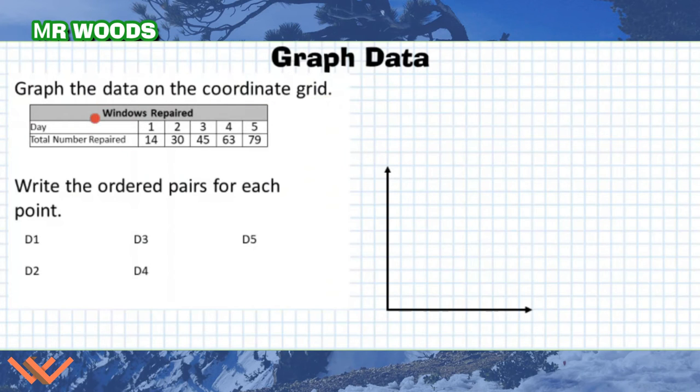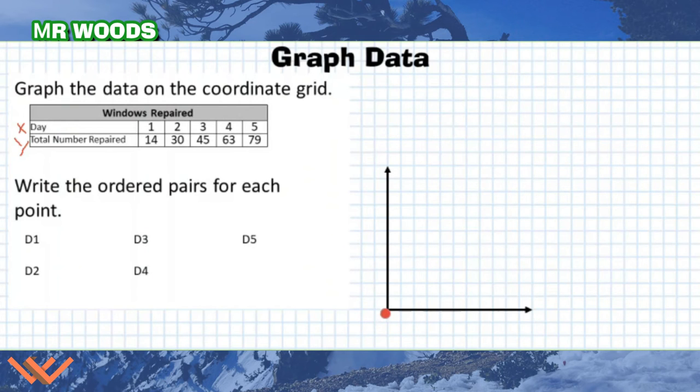So in our table, we have windows repaired as the title of it. And then we have day and total number repaired. So here we have, let's see, 1, 2, 3, 4, 5. And those are the days, and here's the corresponding total. I'm going to choose the days as my X value and the total number repaired as my Y value. So we can see this greater slope of it going up. So it's a positive slope.